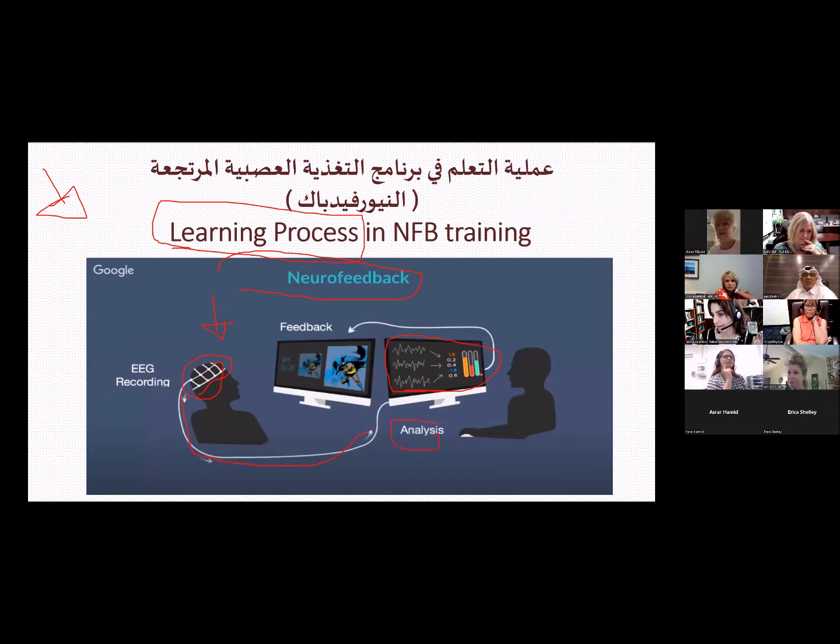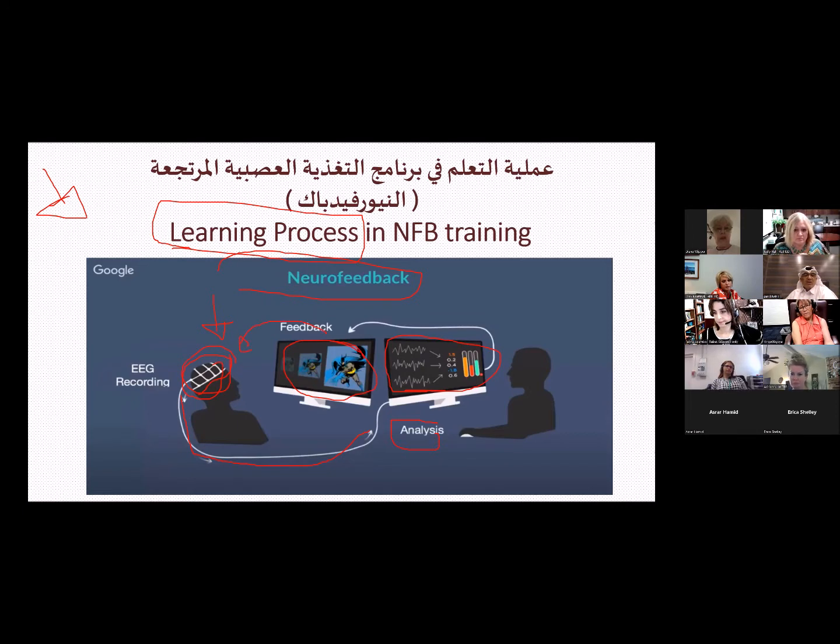Then we find out if we have here a student with high theta. Basically, he will be lost in daydreaming. Then we put a threshold for him. So if he brings down his theta, he will be able to watch the video, and the video will be moving, and he will hear the sound. This is the feedback loop.